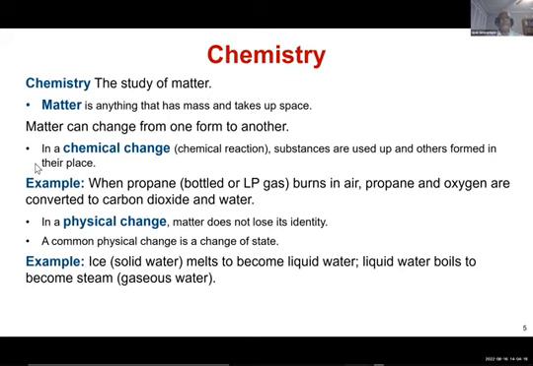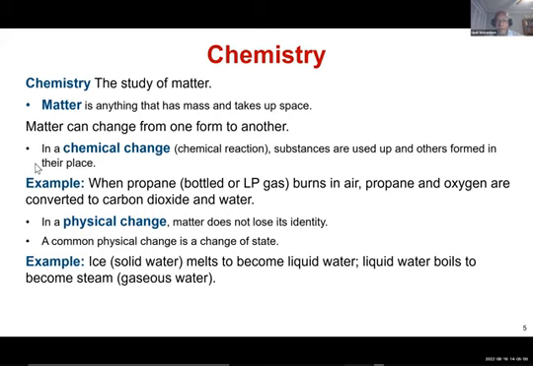We're going to go into chemistry and discuss a little more about it. Chemistry is studying matter and its changes. Matter could be classified into so many things: elements, compounds. Elements have one kind of atom. Compounds have two or more elements in combination. Matter is defined as anything that has mass and takes up space.